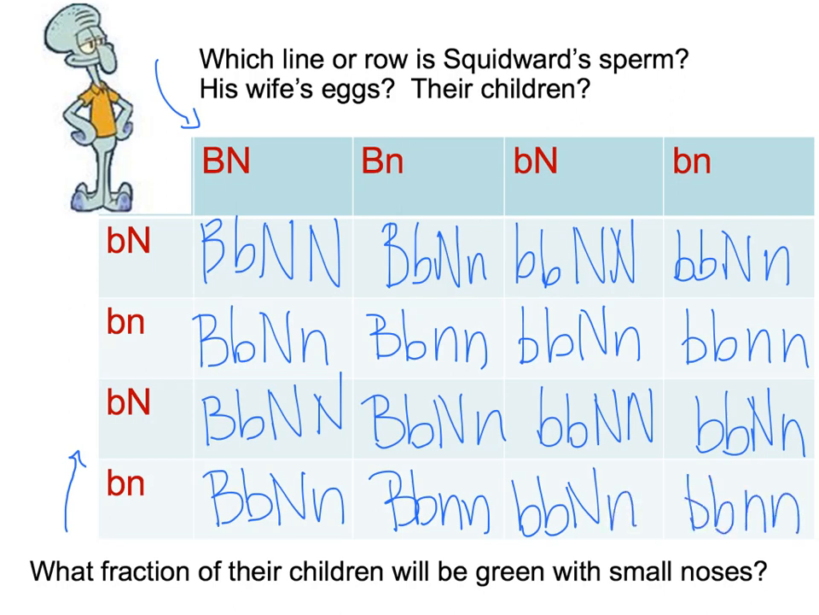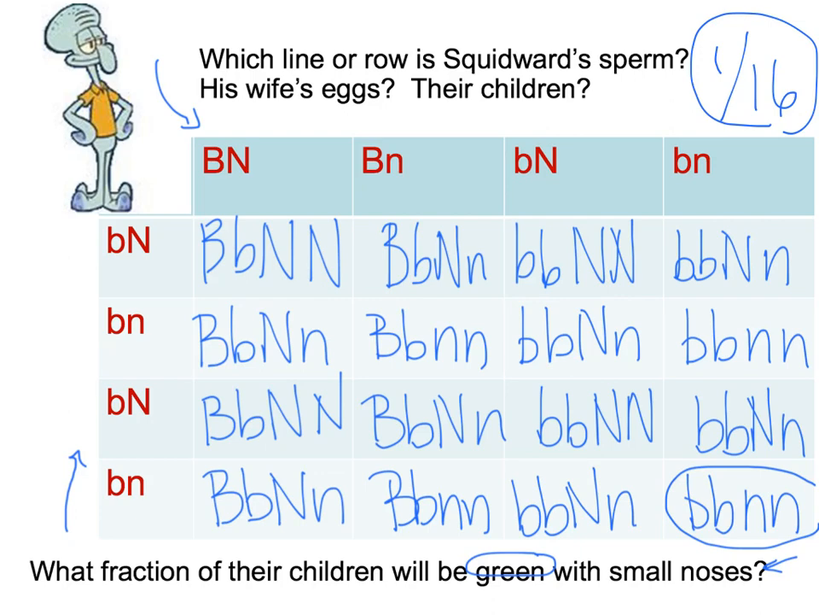All right, so now green, the genotype for green, is the recessive, so we're looking for 2 little b's, and remember small nose is also the recessive, 2 little n's. So as you see here, we have 1 out of 16 as our fraction of children that will be both green with small noses.